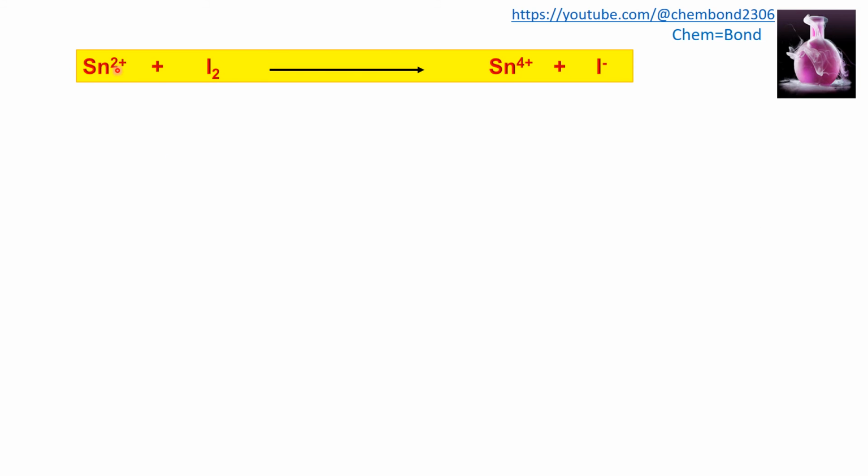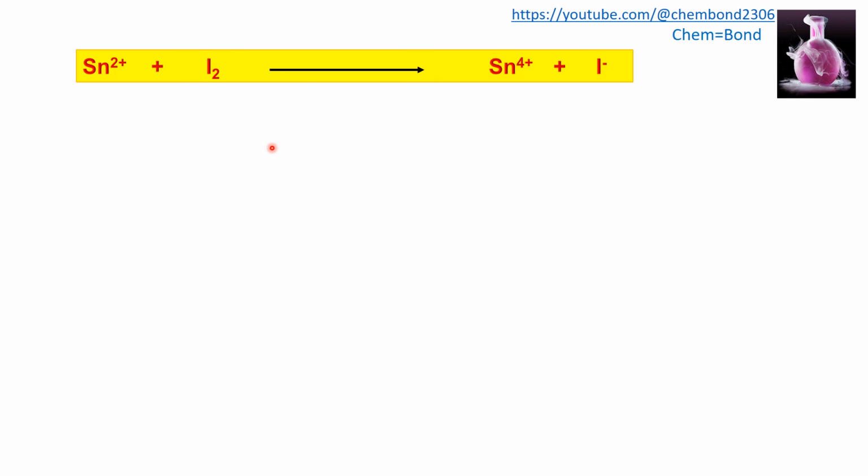Next is tin plus 2. It will combine with iodine that is in free state. It will produce tin plus 4 and iodide minus. Tin plus 2 is converted to tin plus 4, which means that it will lose electrons and undergo oxidation. Iodine in zero form, in free state, is converted to minus 1, which means that it will gain electrons and undergo reduction.